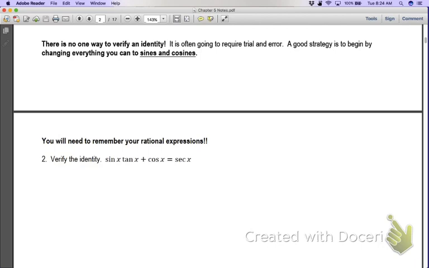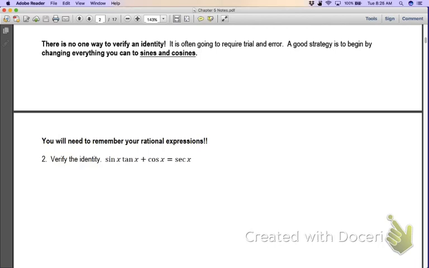You can always write them in terms of sine and cosine because sine is sine, cosine is cosine, tangent is sine over cosine, and then the sister functions or the reciprocal functions are just the reciprocal: 1 over sine or 1 over cosine or cosine over sine. So we can turn everything we need to into sine and cosine. It's not always going to be the case, but that's probably going to be your best bet.